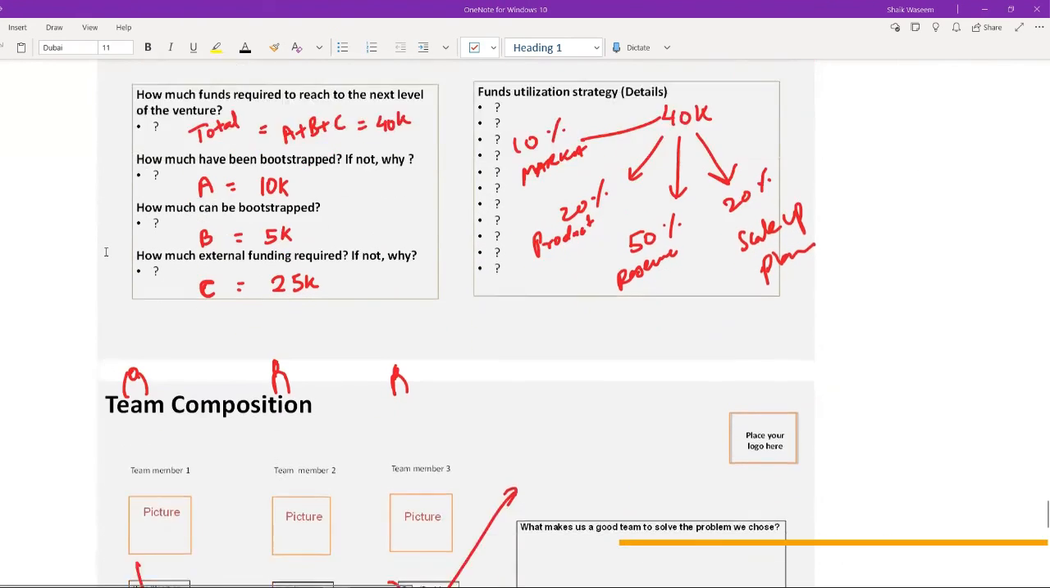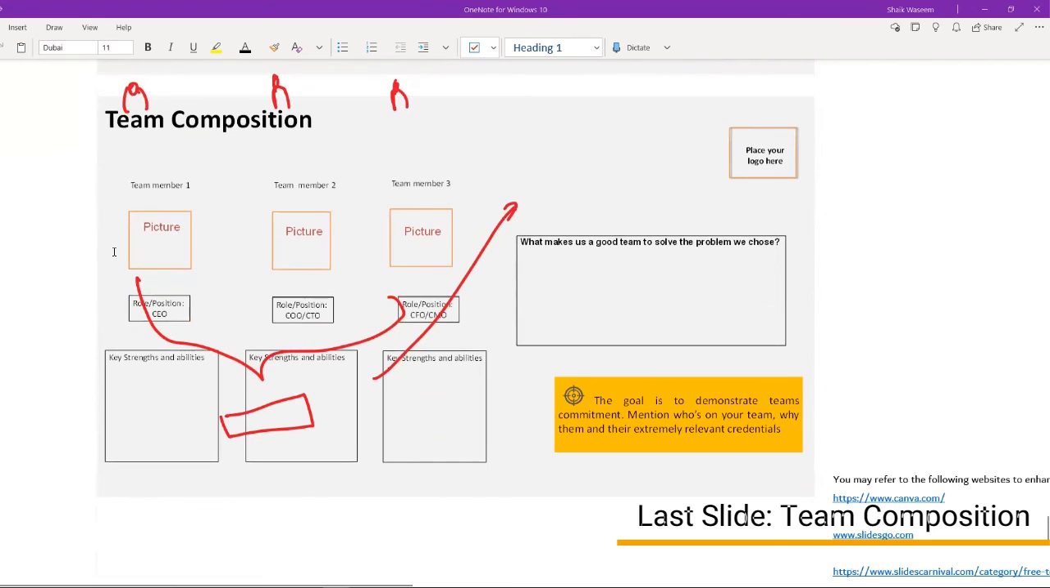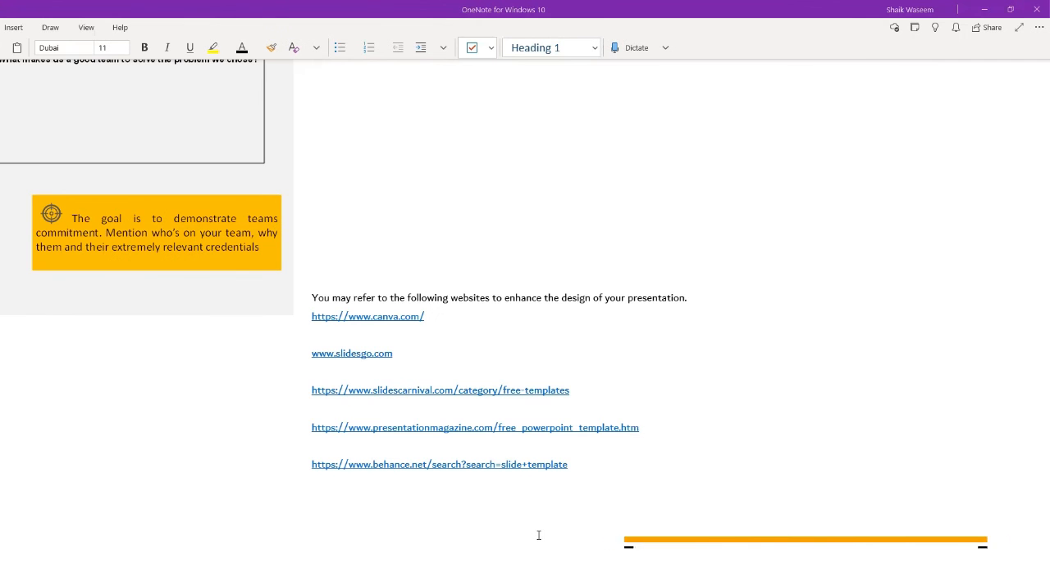After the funding plan, we have team compositions. It's here we introduce the team and their roles, explain why the team is good to solve the problem we choose, and highlight the balance and complementary skill sets within the team. One can always refer to the following websites to enhance the design and the look and feel of your presentation.